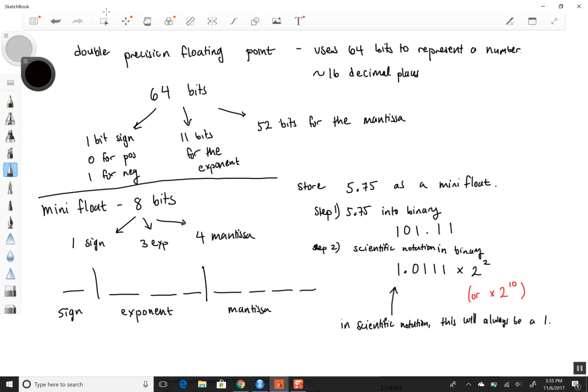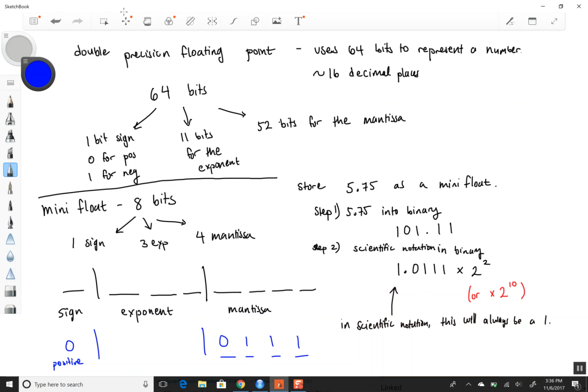This will always be a 1. So this allows us to ignore this value and just keep the things that come after the binary point for our mantissa. So what we have so far is that this number, our sign is 0 because it's positive. And then our mantissa is going to be 0, 1, 1, 1. These are the 4 digits after the binary point, so we're going to put those into our mantissa.